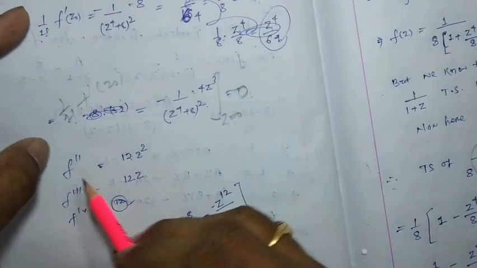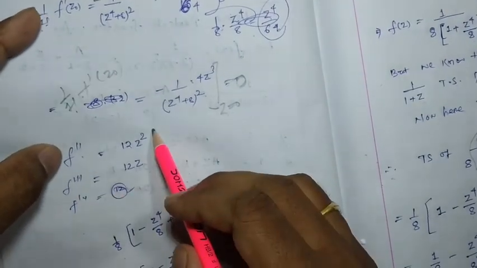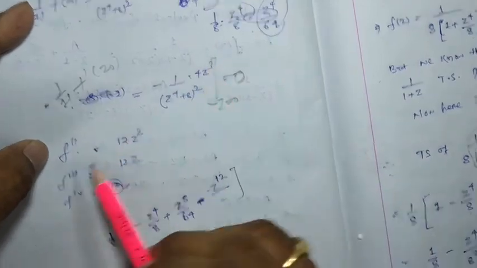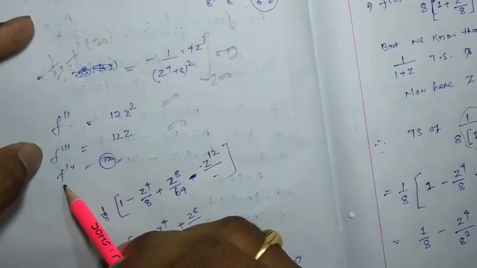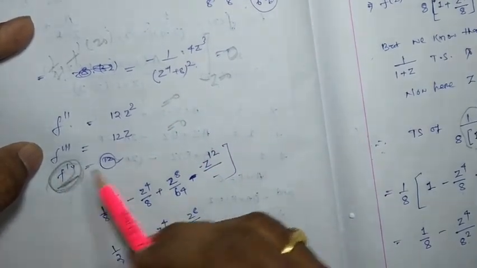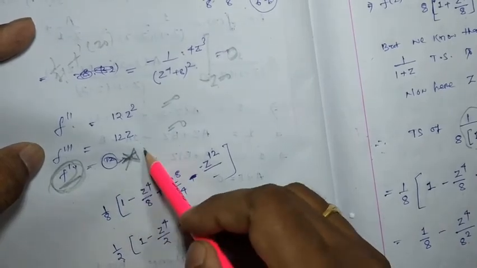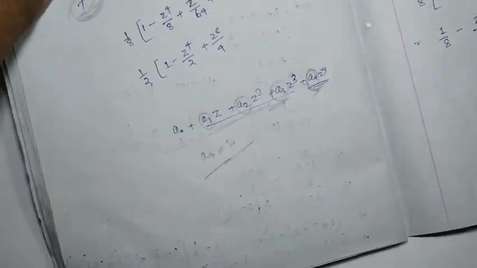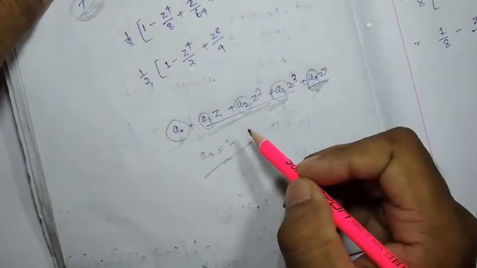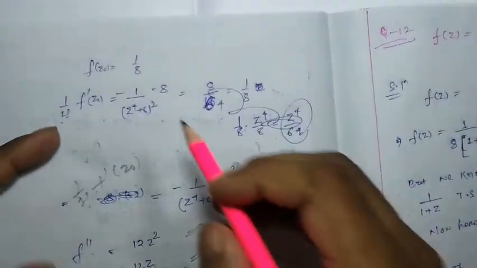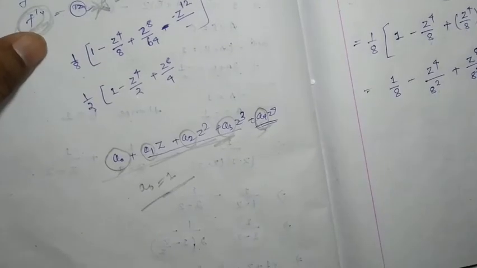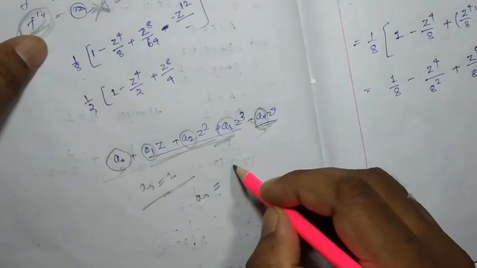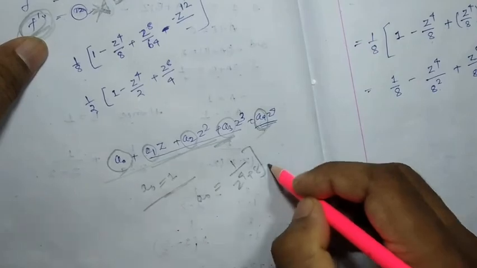Like that, f double dash will be 0. One z term will become, okay? F triple dash will be also 0. Only f fourth derivative will not be 0, it will give you some value. So a0, if we are going to consider for this one, a0 means 1 by z to the power 4 plus 8 at z equal to 0, that means 1 by 8. So a0 we found 1 by 8.